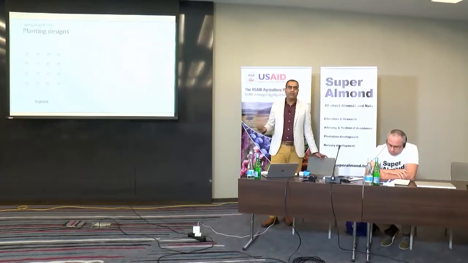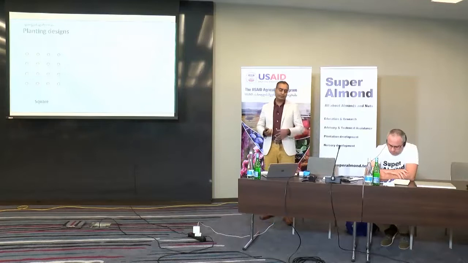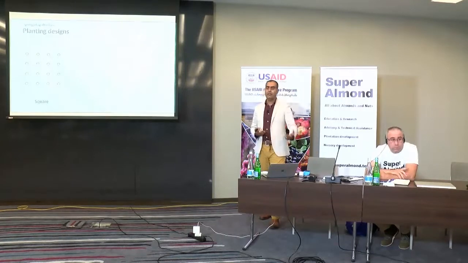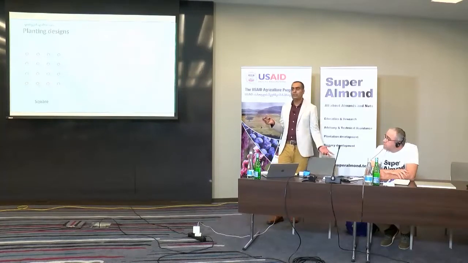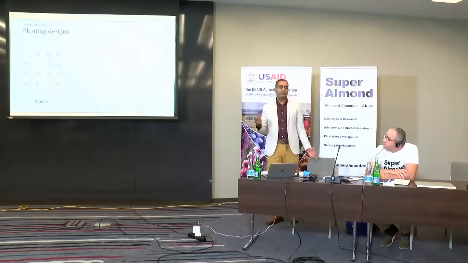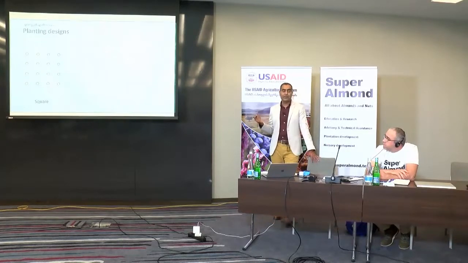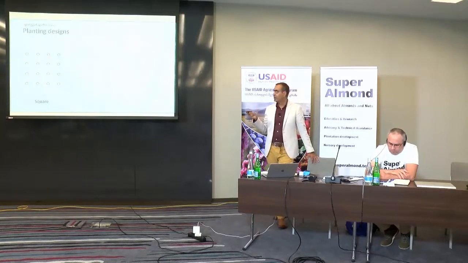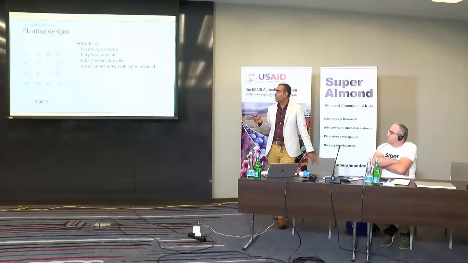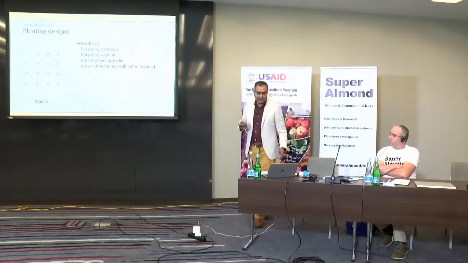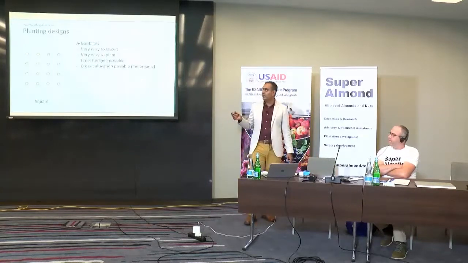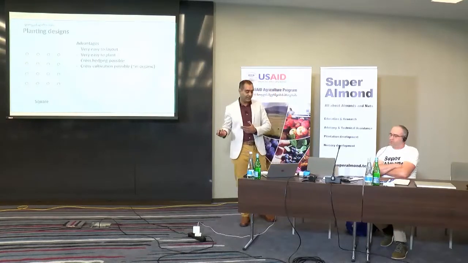This is a square, the simplest design that traditionally people have used in walnuts, and even in the case of almonds in the old days. The row-to-row spacing and the tree-to-tree spacing is the same. Old plantings in almonds would be like 7 meters by 7 meters. So it's really a square. It's very easy to lay out, very easy to plant. But these days, it is not used because there is a lot of empty space in between the trees, which we could use more efficiently.